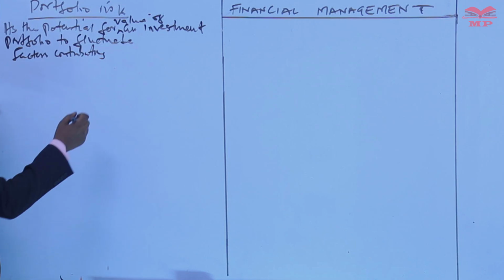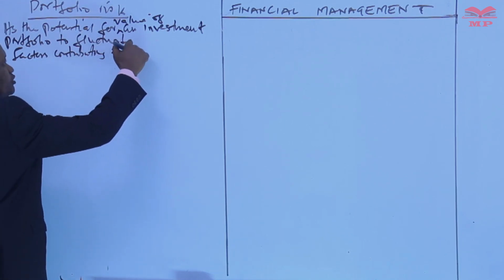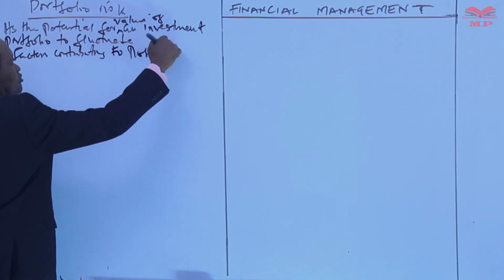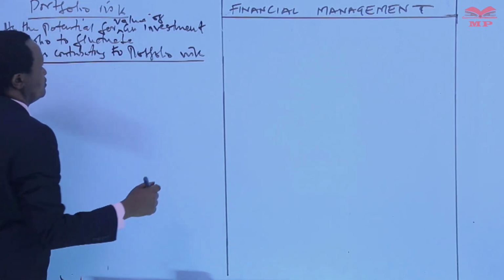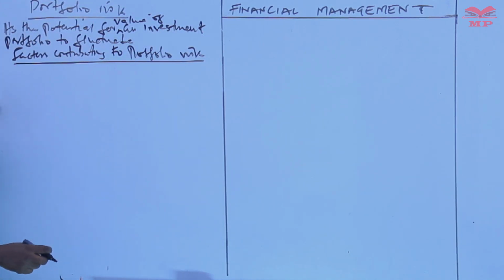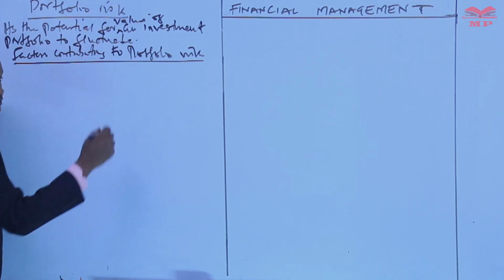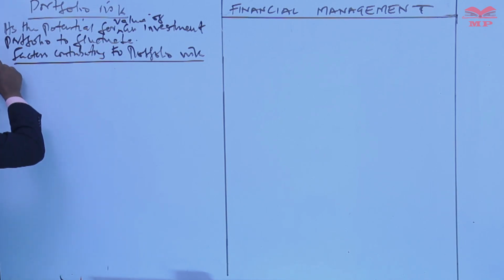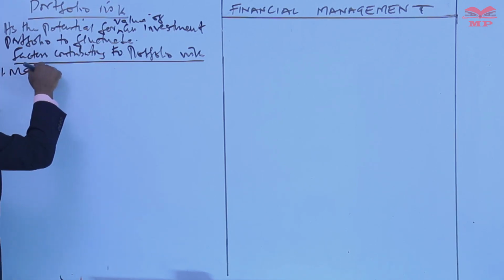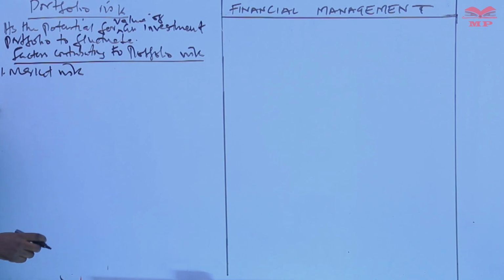Factors contributing to portfolio risk. Why would the value of an investment portfolio fluctuate? That is, fluctuating from the expected value. One obvious reason is market risk. Market risk can contribute to portfolio risk.